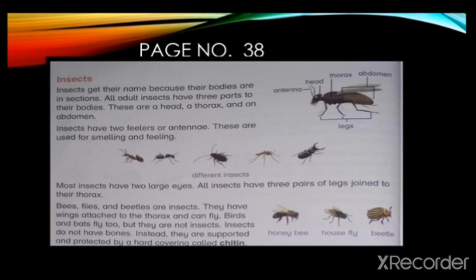Now, please continue the reading. These are a head, a thorax, and an abdomen. Insects have two feelers or antennae. I will show you the picture of the antenna. You can see over here also. Antennae are also called feelers. Feelers mean mehsoos karne wale. What is the function of the antenna? The antenna is used for smelling and feeling.